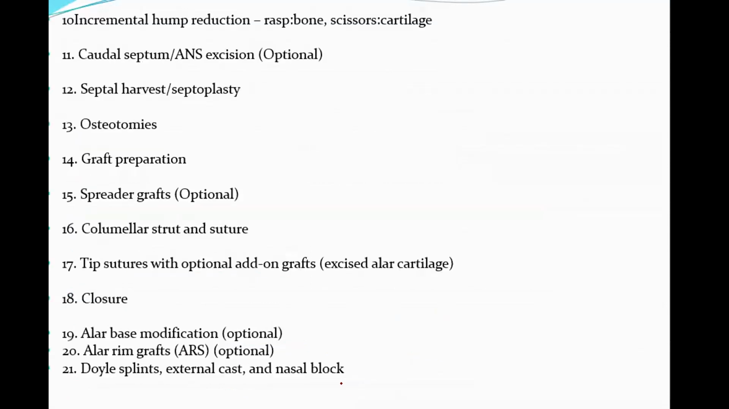And then you do the hump reduction or the bony work. Then come down to the caudal septum. You can take out the septal harvest after the caudal septal excision or after excising the hump. Osteotomies can be combined along with this. Then you prepare a graft and start doing the mid-vault work. So it's a top to bottom approach. Do the bony work first because you don't want to be hitting with the mallet once you have done the fine grafting below. Spreader grafts, then columellar strut sutures, tip grafts, and the last should be the alar base modification.